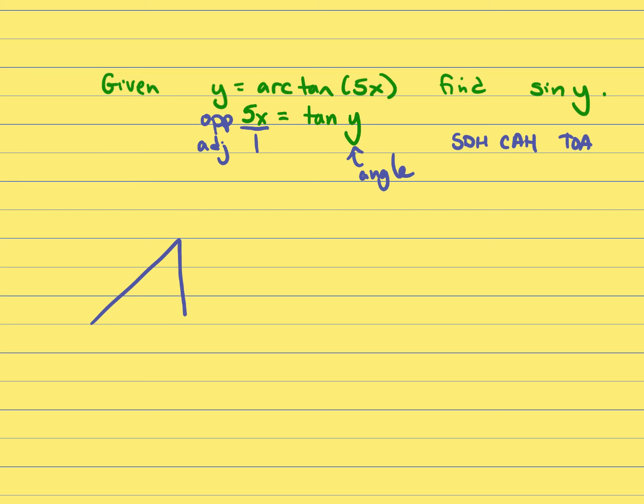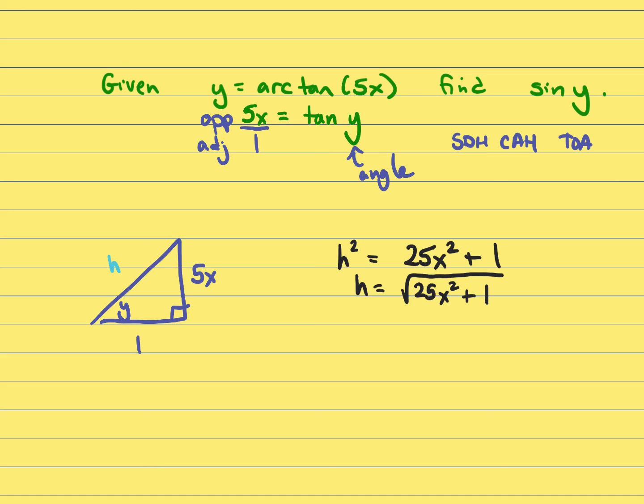So in this triangle, with this angle y, and I'm just going to put it in this one randomly, the opposite is 5x, the adjacent is 1, and now we have to find this other side. We'll call it h. So h squared equals 5x squared, which is 25x squared, 5x times 5x, plus 1 squared, which is 1. So the hypotenuse is the square root of 25x squared plus 1.